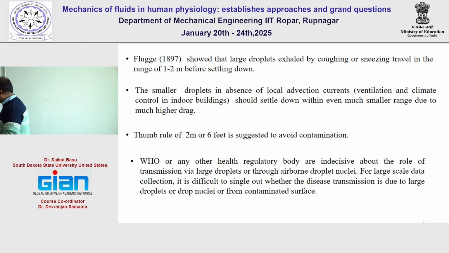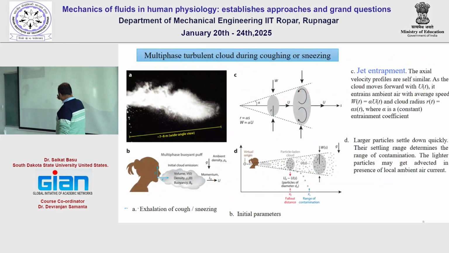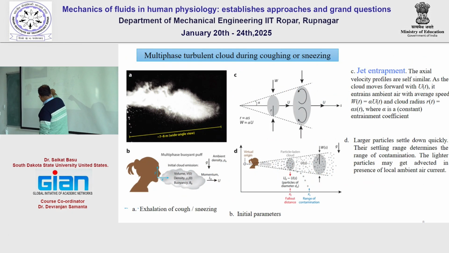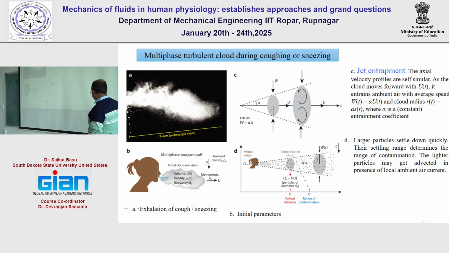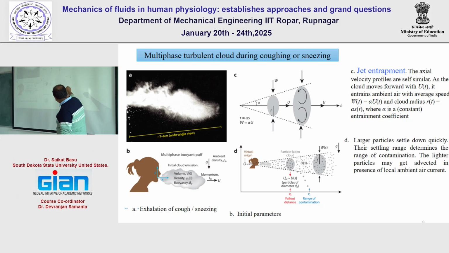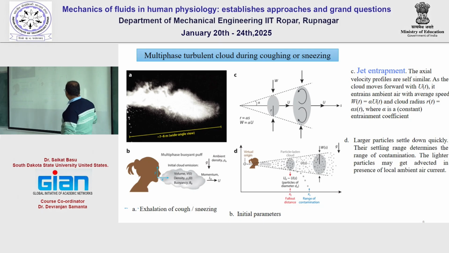Then here is the cough droplet, and when someone tries to model it, these are the initial parameters: volume, density, and buoyancy. The ambient density is rho_a, that is the air, then gravity and momentum. When one tries to model it, it has been observed that it is a kind of jet or thermal plume, and it is expanding in a conical form. We'll come to that.